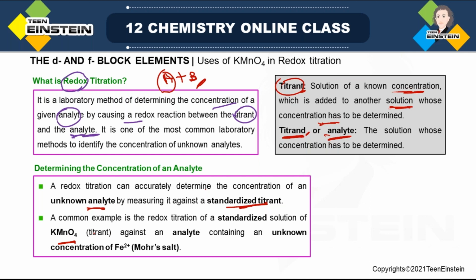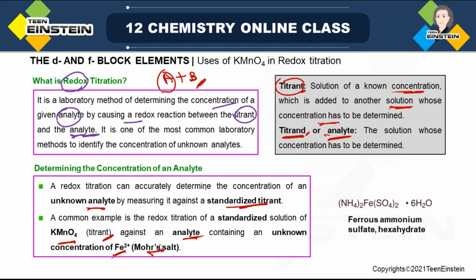That is why it is a standardized titrant. So KMnO4 is a very common example in redox titration. KMnO4 is the titrant here. So you know that is the KMnO4 solution that you have taken, and you know its concentration. And the titration of KMnO4 is done against an analyte which is unknown, suppose an unknown compound of Fe2+. Fe2+ is present, that is fine, but what is the amount of Fe2+ that we have to find out. And the Fe2+ source is Mohr's salt.